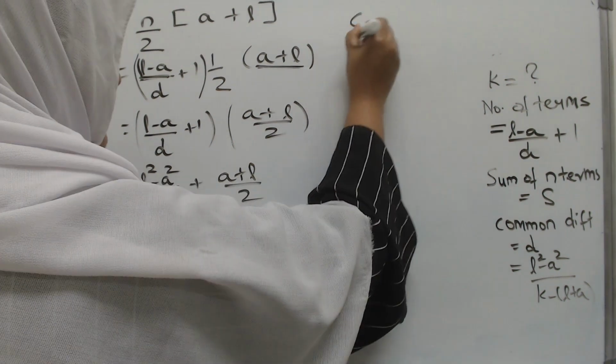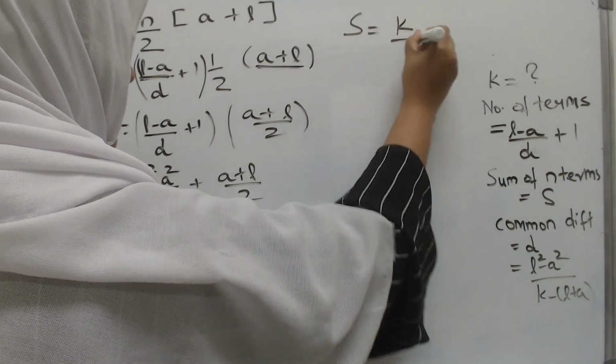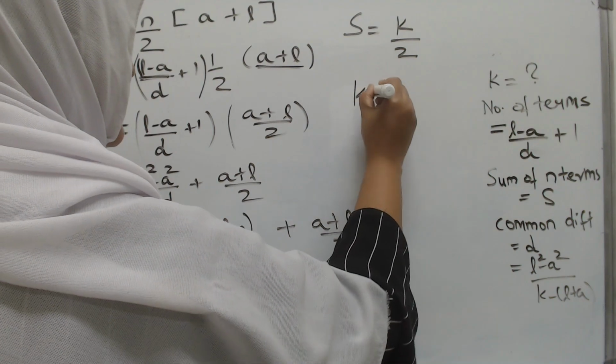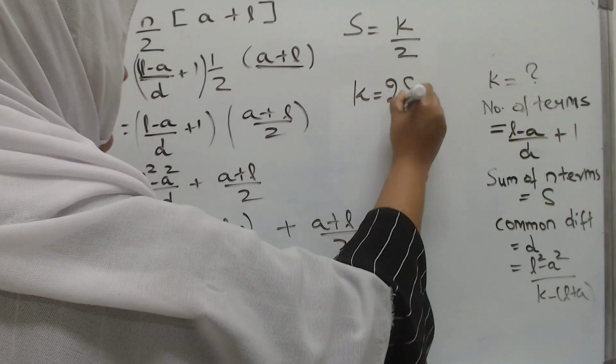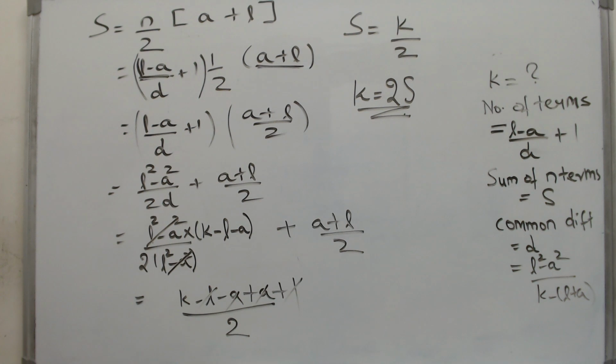You get S is equal to k by 2. Or in other words, your common difference is twice the sum of n terms. This is the answer that we are looking for.